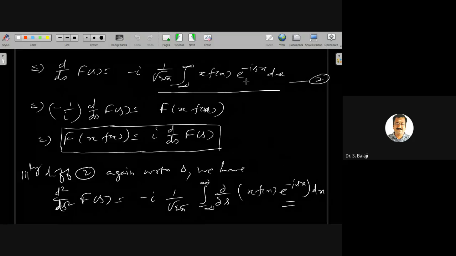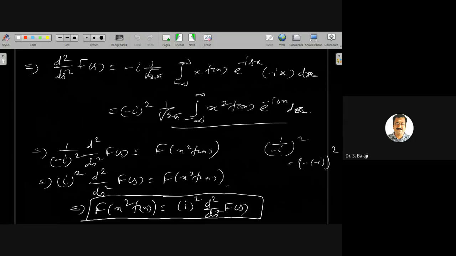Here only s is varying, and the remaining things are x only. The derivative of e power minus isx gives e power minus isx with one more factor of minus ix. That x you can club here, and that minus i you can club here. So d square by ds square: that minus ix you are getting, and one more minus ix you are getting here.